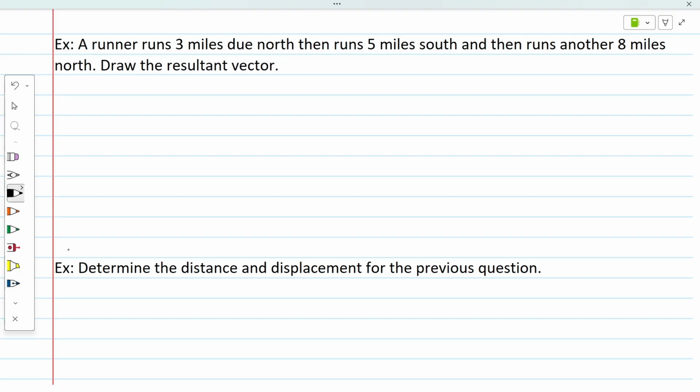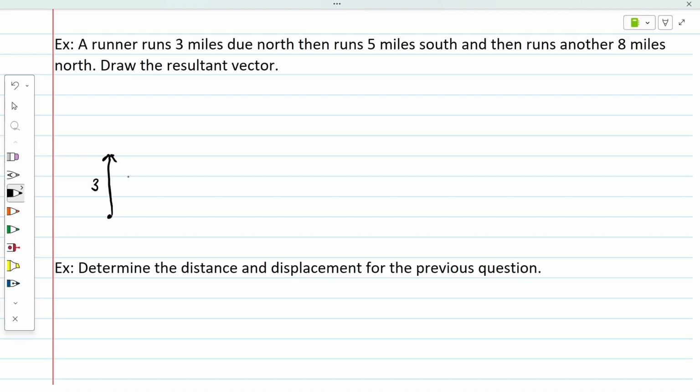Alright, so we'll start down here. We just have to choose some starting point to start our vectors at, so I'll start at this point right here. The first thing that happens is the runner runs 3 miles north. So I'll use each line here as 1 mile to draw them relative to each other. I'll have the arrow run up this way as 3 miles north, and I'll just note this as 3. And now it turns around and runs 5 miles south.